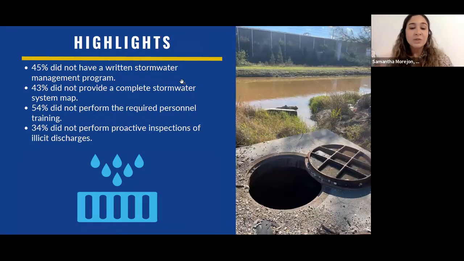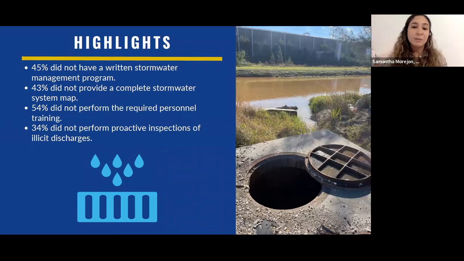Some highlights about this rubric is that 45% of permittees did not have a written stormwater management program. I personally could imagine that it's quite difficult for a municipality to plan and manage their stormwater without a written plan or process set in place.